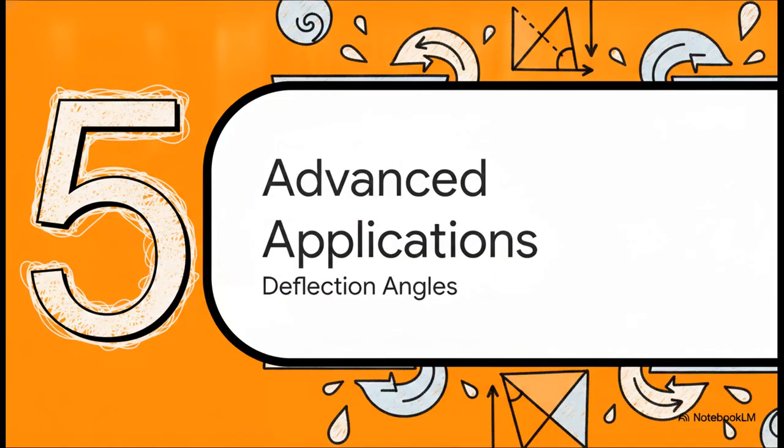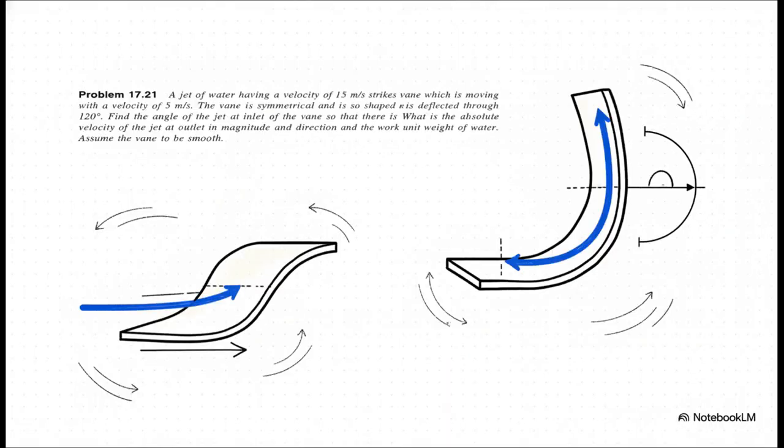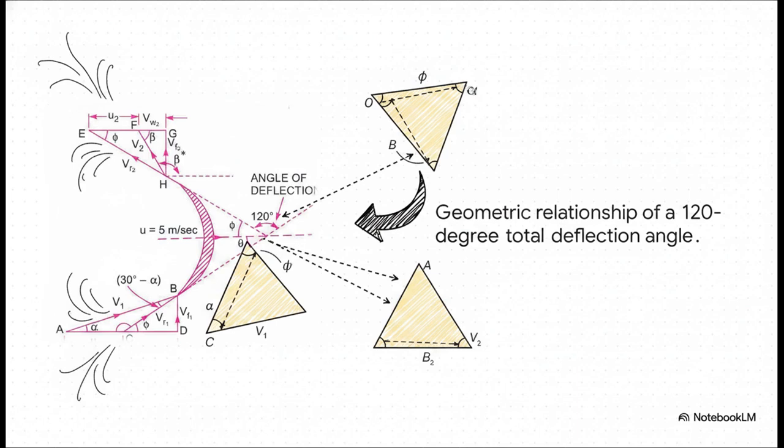Section 5. Advanced Problem Applications, Deflection Angles. Notice anything different about problem 17.21? We actually aren't given the specific inlet and outlet angles separately like we were before. Instead, we're given a total deflection angle of 120 degrees. Think of this as the total angle that the water is bent as it travels its entire path across the moving plate. This diagram beautifully captures the physical reality of that deflection.